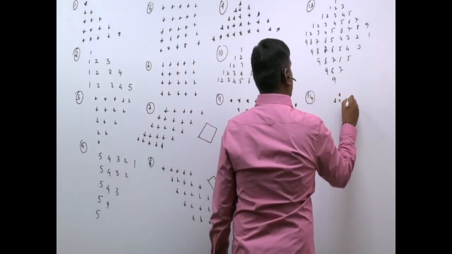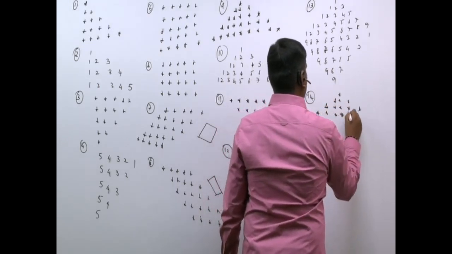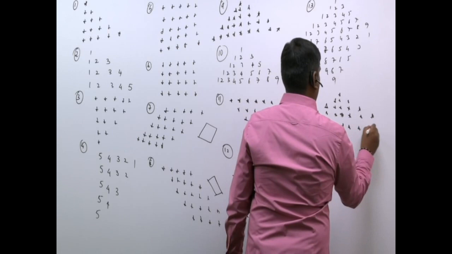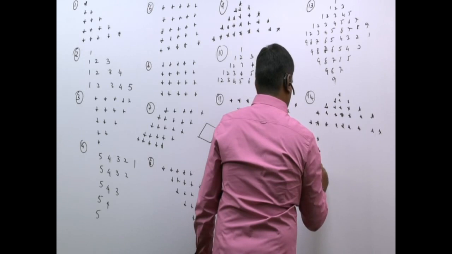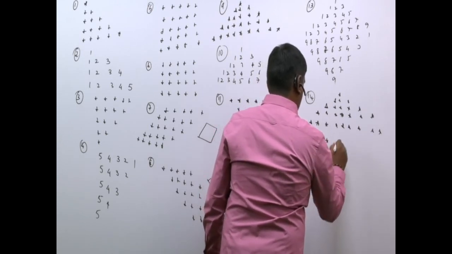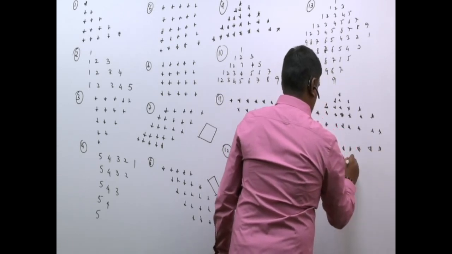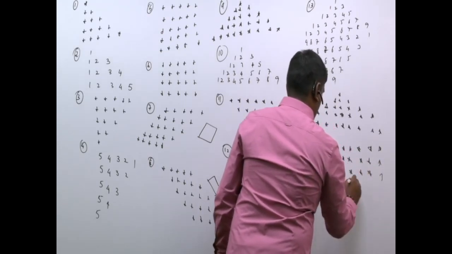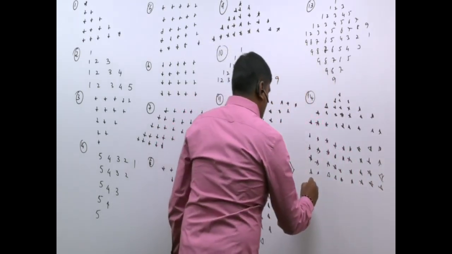They may also ask to display a house. Sir, house? Yes, house also they will ask you to display. A small house, like this. Not only that, they may also ask you to display a hollow triangle, something like this.